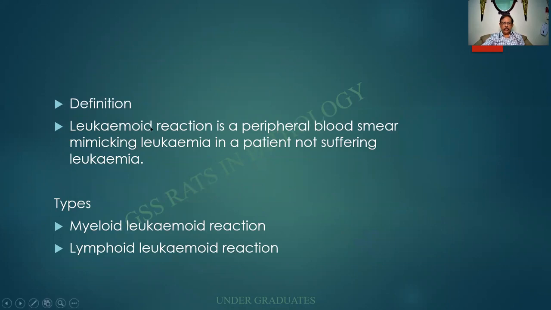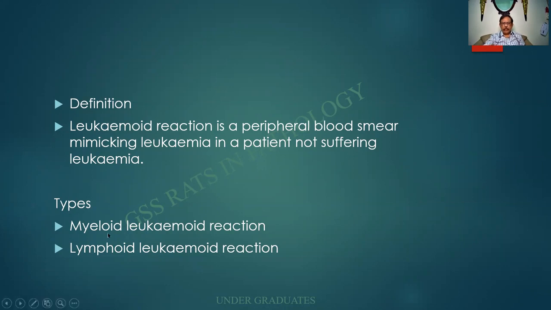Definition. A leukaemoid reaction is a peripheral blood smear mimicking leukemia in a patient not suffering from leukemia. Not suffering from leukemia. You can include that word. So it is a peripheral blood smear or a picture that mimics a leukemia.